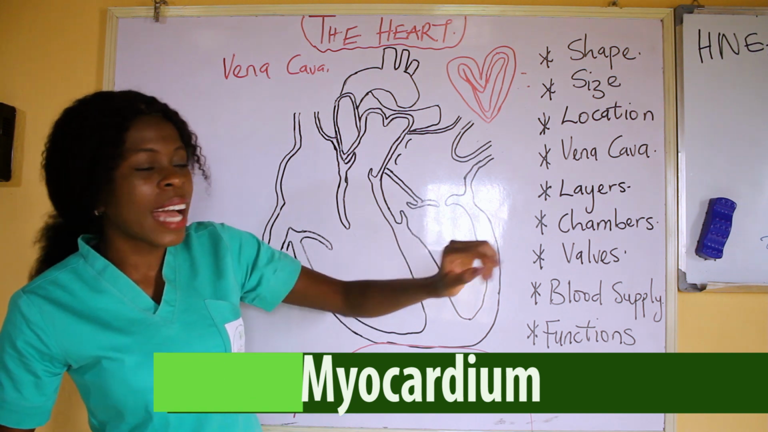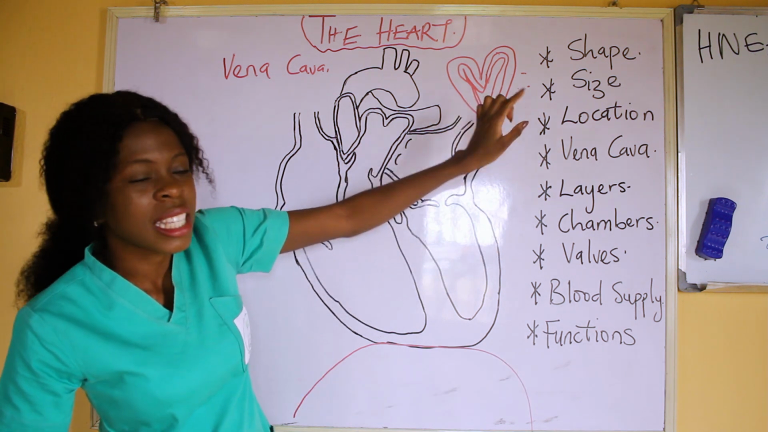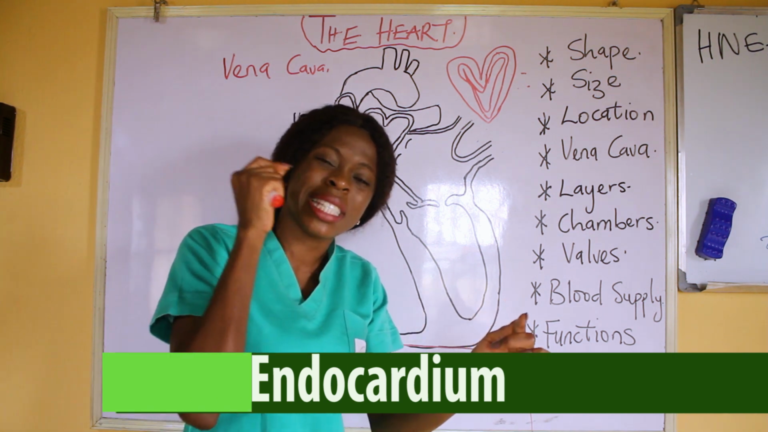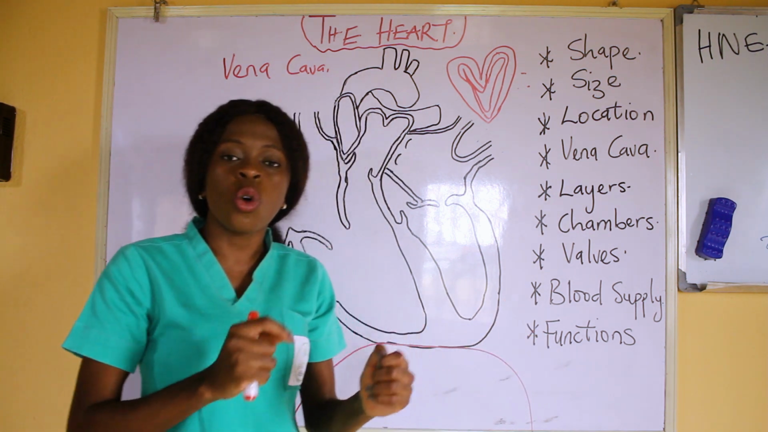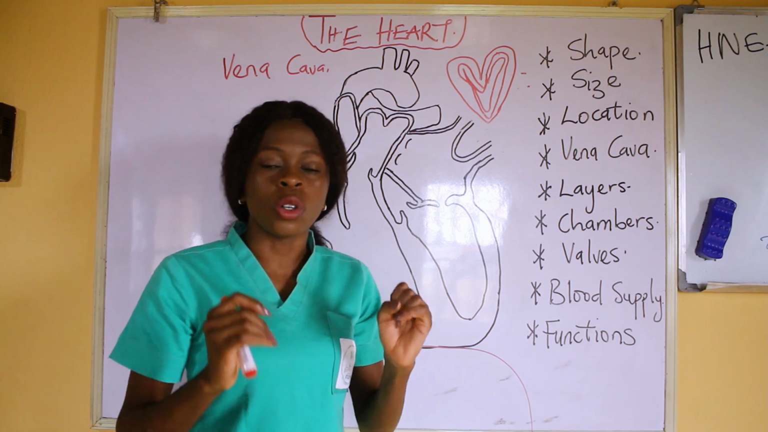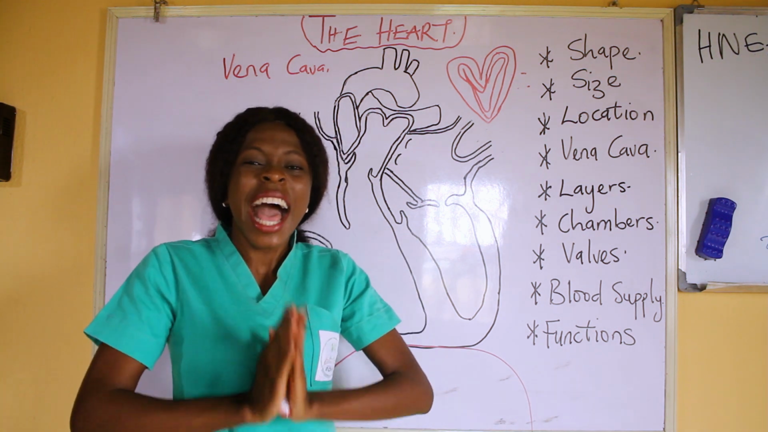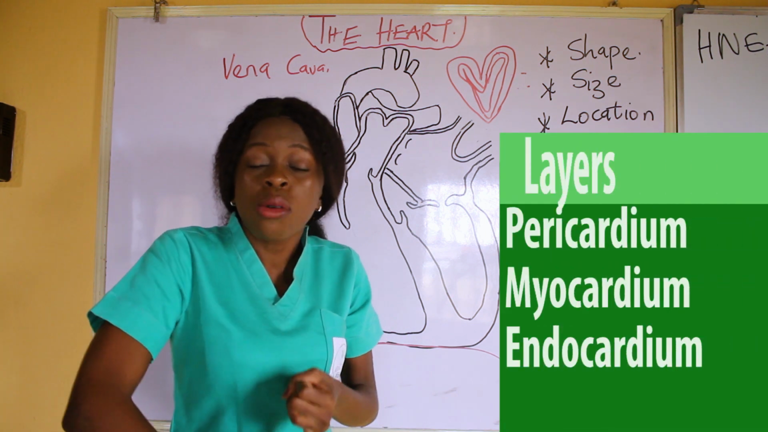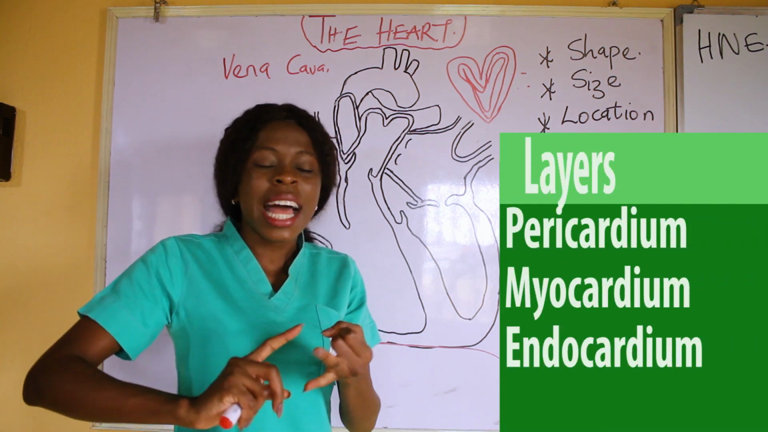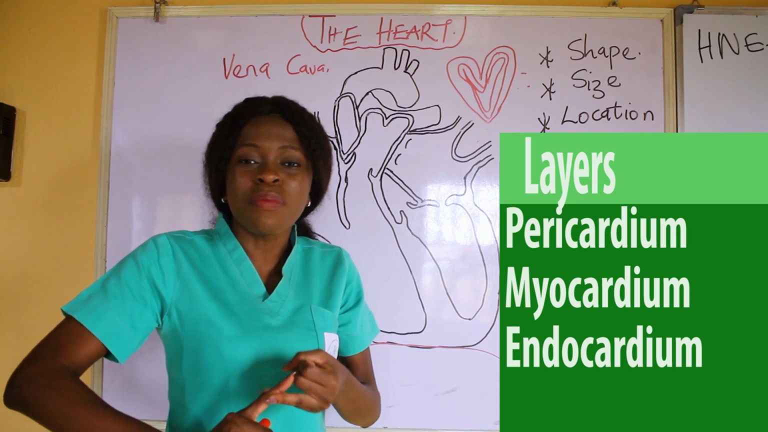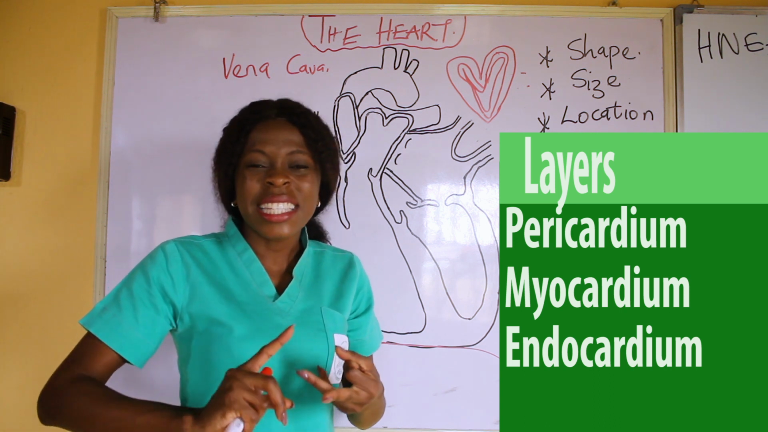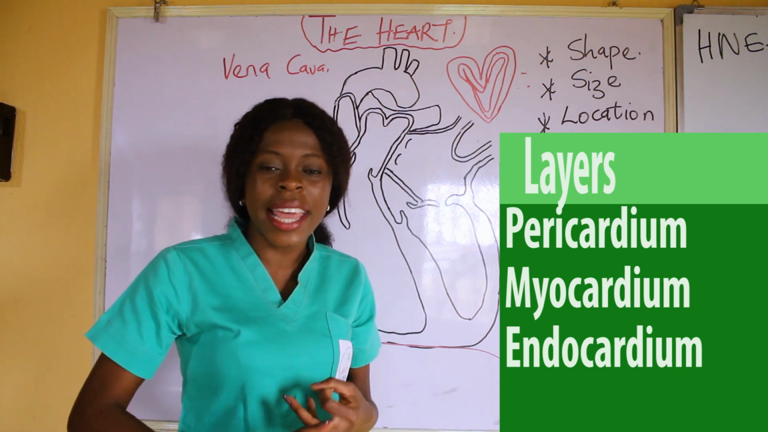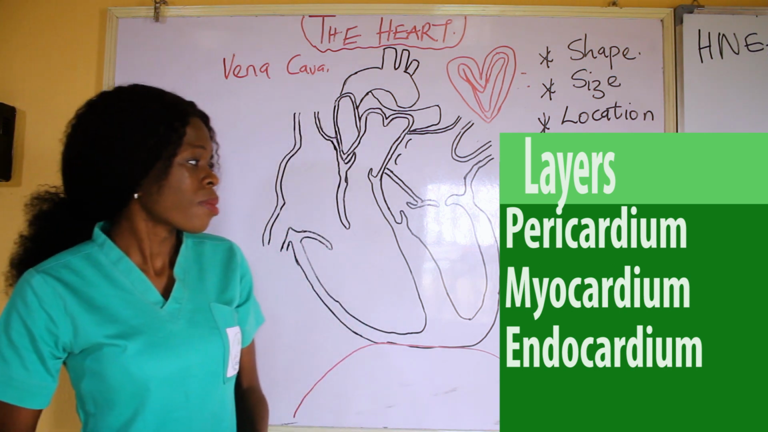Then the last layer, which is the inner layer of the heart, is known as the endocardium. It is the innermost layer of the heart. Remember, the heart has basically three layers. It has the pericardium, which is the outermost layer of the heart. It has the myocardium, which is the middle layer of the heart. And it has the endocardium, which is the innermost layer of the heart.